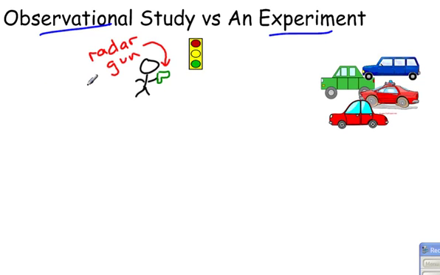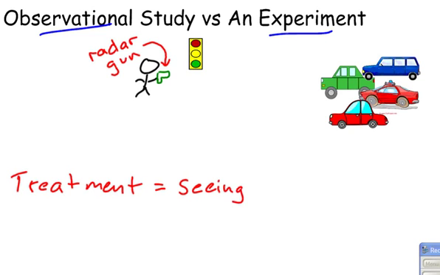So I am standing here where the drivers can see me, and I have just applied a treatment. The treatment in this case would be seeing the radar gun. And we want to see how drivers react to a yellow light when there is a person standing with a radar gun right next to the yellow light that they're coming up on.